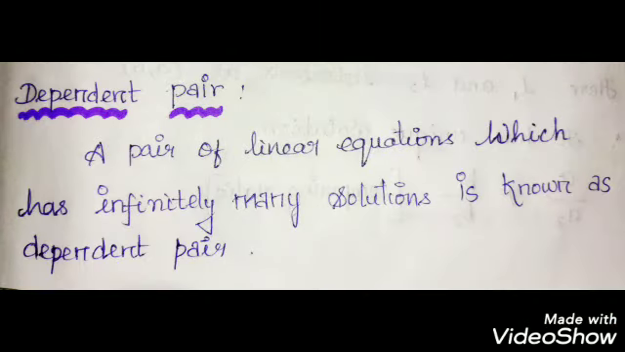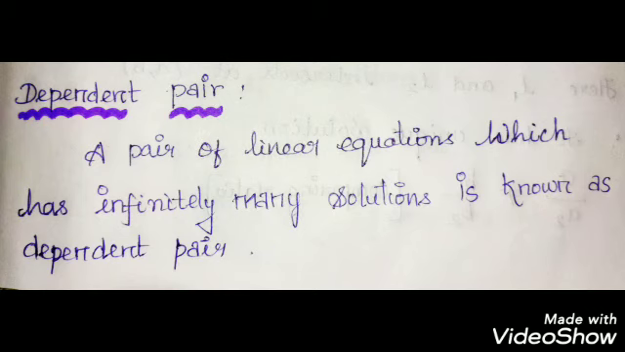Next is the dependent pair. A pair of linear equations which has infinitely many solutions. The second student got infinitely many solutions, which is known as a dependent pair. This dependent pair also comes under consistent, because at least it has one solution.